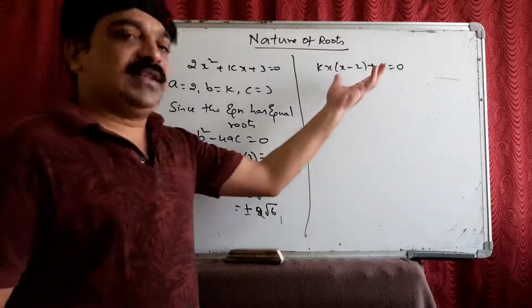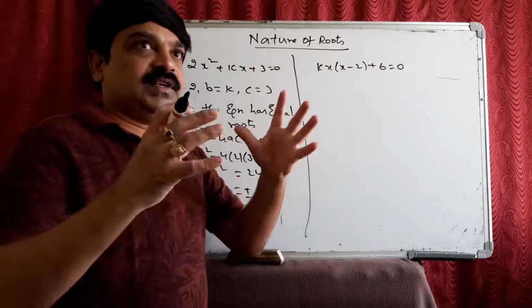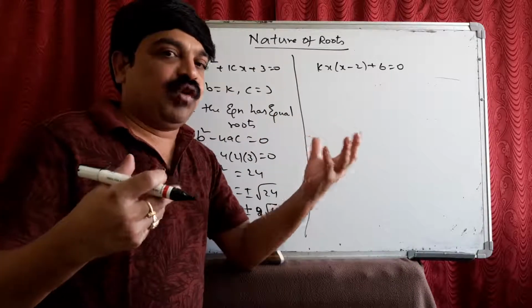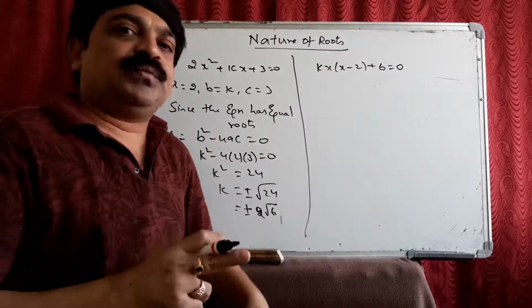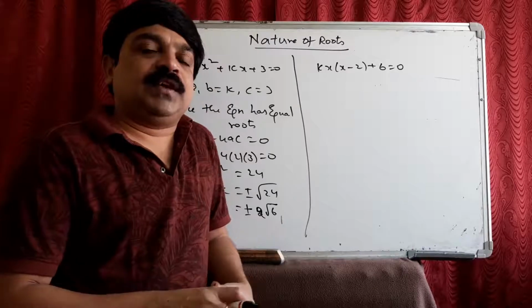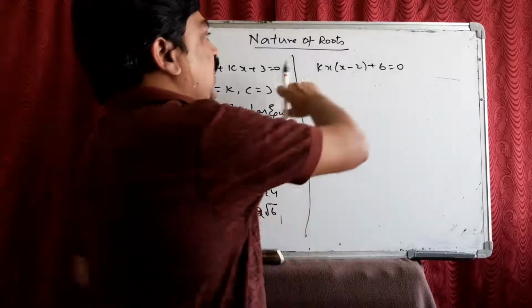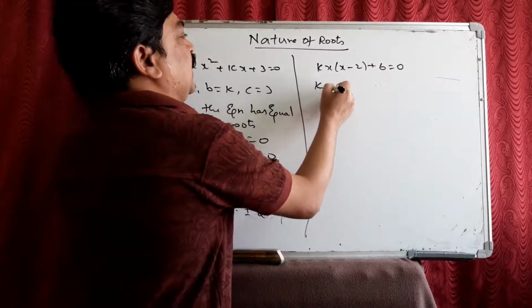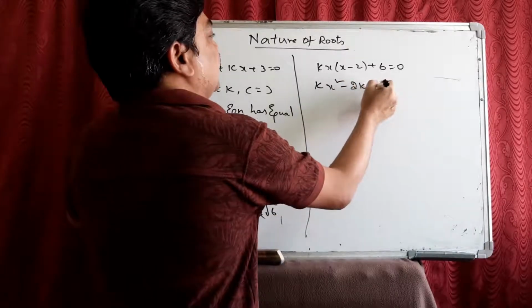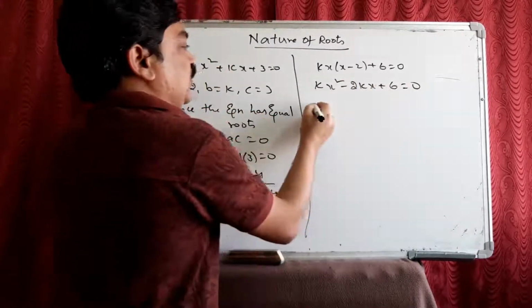So when something like this is given, that means it is not in the regular quadratic form, then you have to convert it into ax square plus bx plus c, and then you have to solve. So let us multiply this. kx square minus 2kx plus 6 is 0.